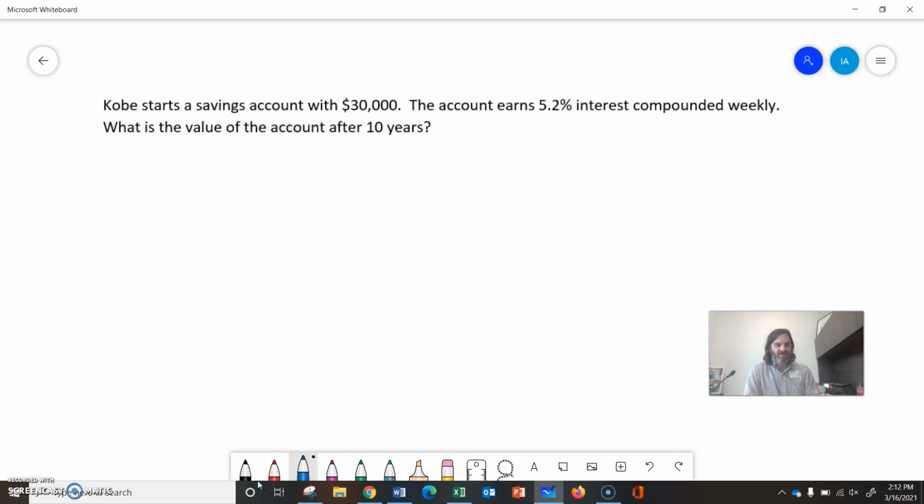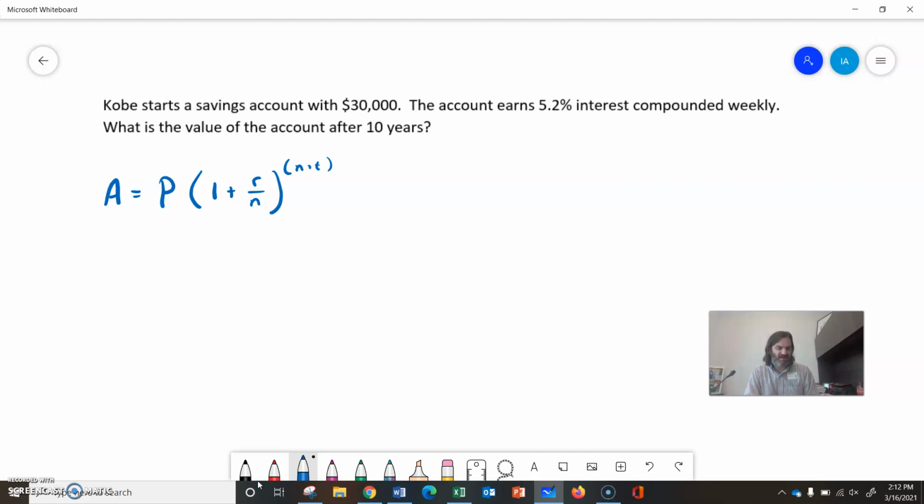So let's make sure we understand the formula we have here. This is compound periodic, and the formula is A equals P times (1 plus R over N) raised to the N times T. So let's identify what we need.